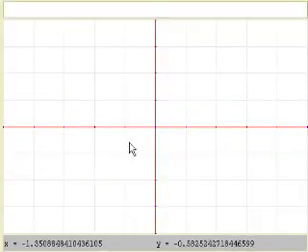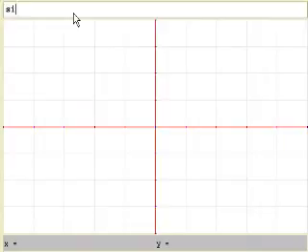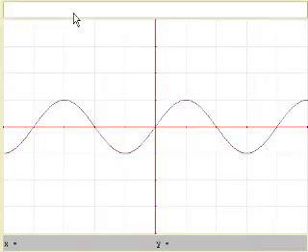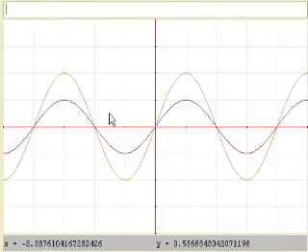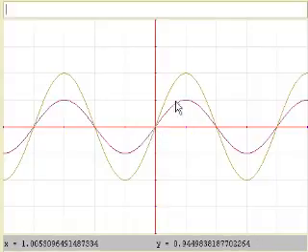Now I want to start playing with the amplitude. So we had sine of x, right? What do you think will happen if I put in 2 times sine of x? So here, the period is the same. It's still 2 pi, but notice that it oscillates between 2 and -2 instead of between 1 and -1.